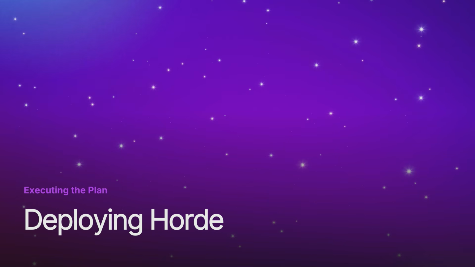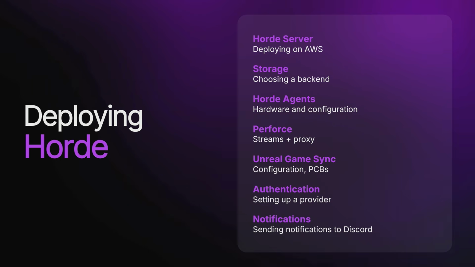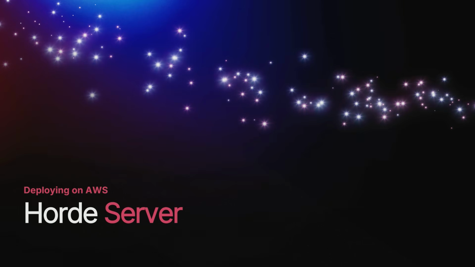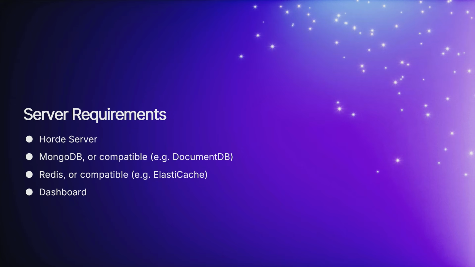So now we have a high-level plan for our deployment. I'm going to go into more detail for each component as we build it up piece by piece. So I'll be covering things like deploying our server on the cloud in AWS, configuring Unreal Game Sync and Perforce, setting up an authentication provider, and then sending notifications to Discord. So let's start with the Horde server, as it's the centerpiece for this deployment. Just as a reminder, these are the 4 things we need to deploy for our Horde server. And that would be the Horde server itself, MongoDB and Redis databases, and something to serve the dashboard.